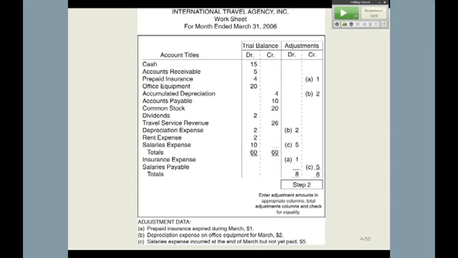So the net income is that difference. And what we do is we will debit or show the debit in the income statement column and the credit in the balance sheet column. This represents the transfer of net income into retained earnings. The balance sheet will not balance unless income is transferred to stockholders' equity into the retained earnings account.